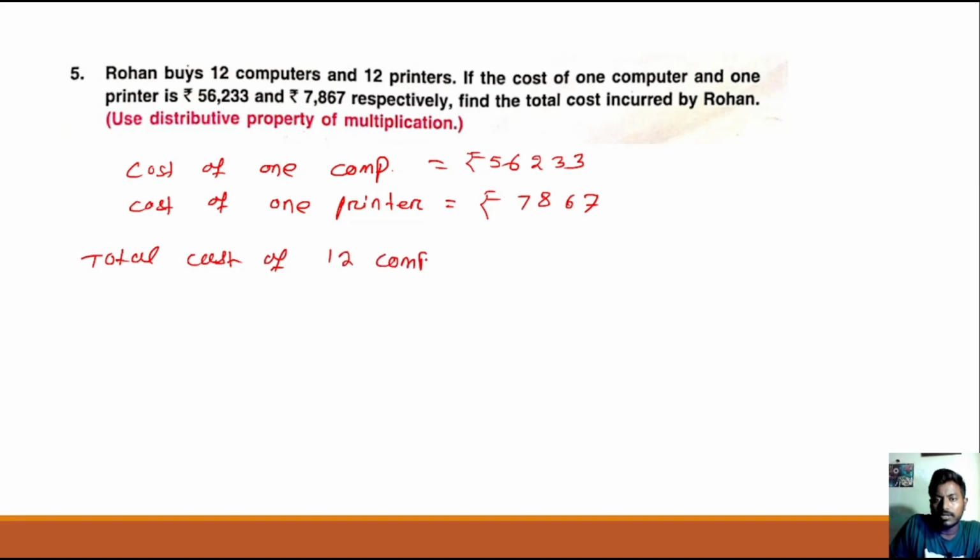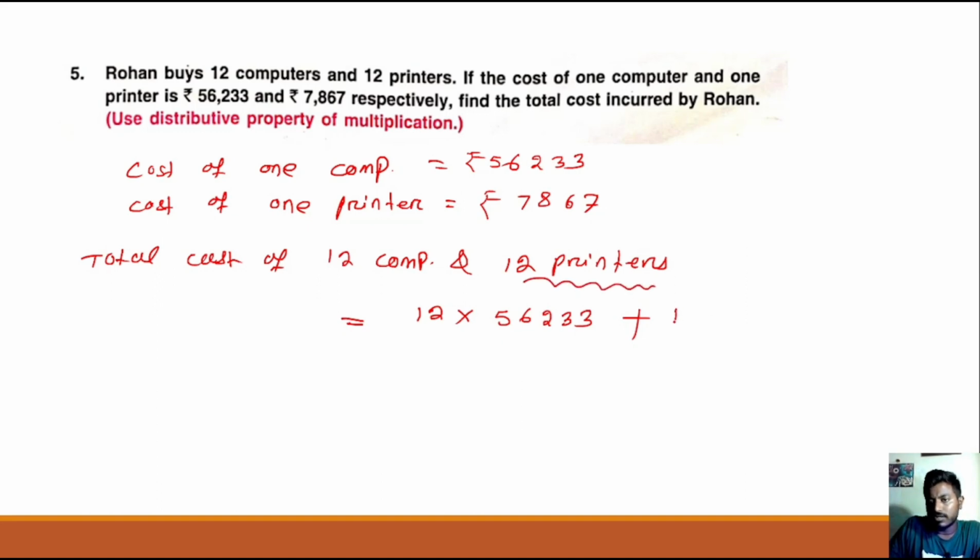Write down total cost of 12 computer and 12 printer is equal to 12 into one computer price is 56,233, then plus, because he buy also 12 printers, so write down 12 into one printer price is 7,867. By using distributive property, then multiply, then here take 12 as common, then 56,233 plus 7867.